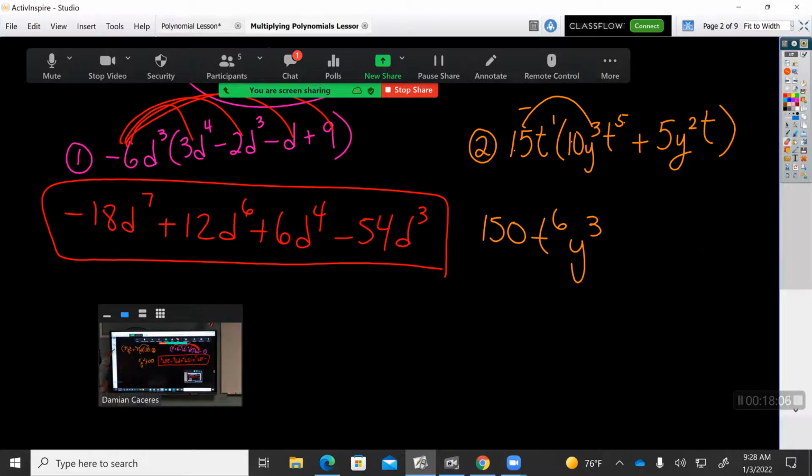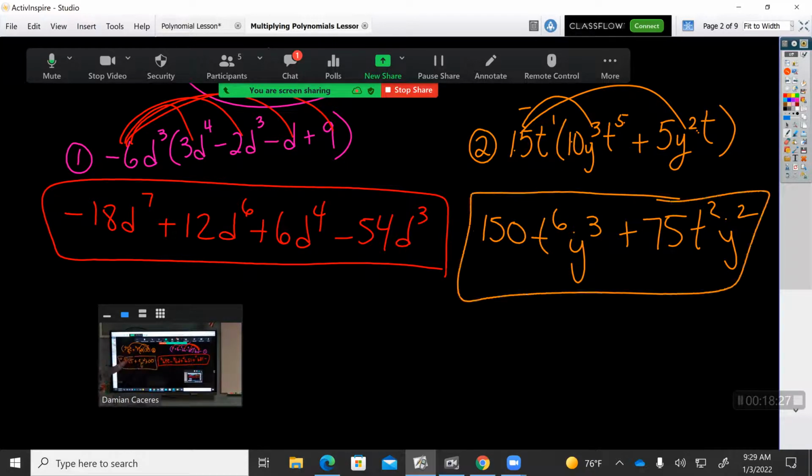So let's keep on distributing. We distributed the term to the first one. There's only one more term to distribute it to. 15t times 5y squared t. That gives you positive 75 t squared y squared. Now these exponents do not match, so you're done. This is your answer.